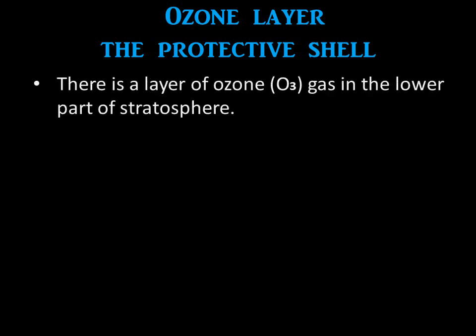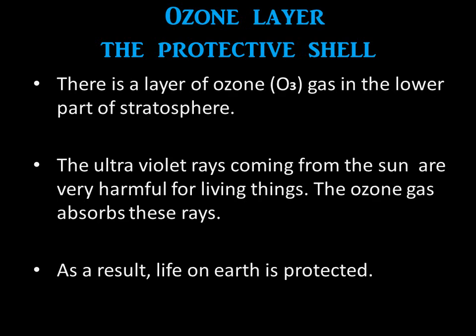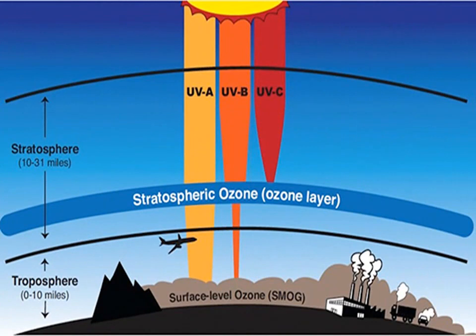Let's see what is ozone layer. The ozone layer is called the protective shell. Why? There is a layer of ozone, that is O3 gas, in the lower part of stratosphere. The ultraviolet rays coming from the sun are very harmful for living things. The ozone gas absorbs these rays. As a result, life on earth is protected. Ozone gas is not directly useful for survival of living things, but it is very important for living things.